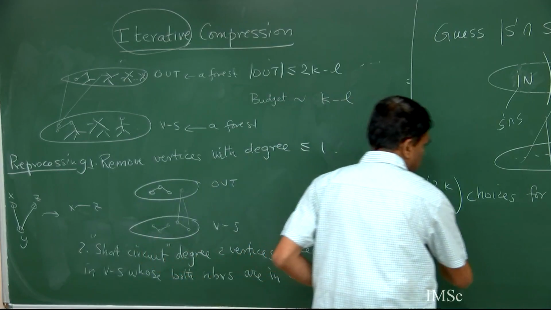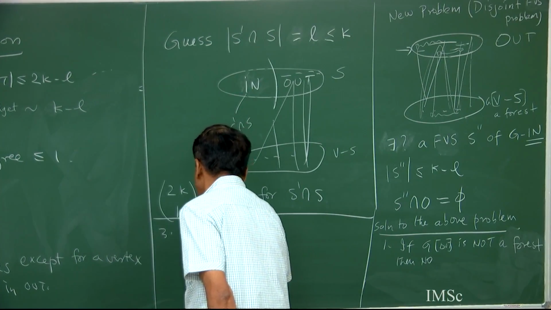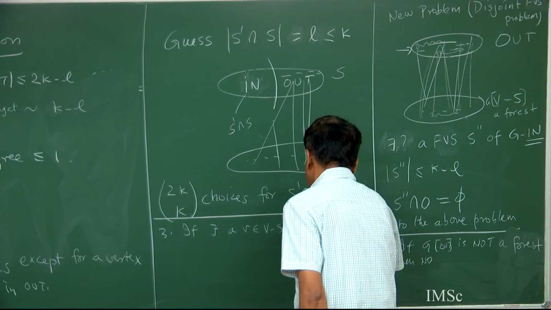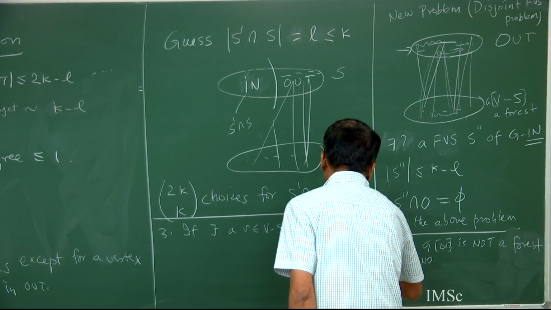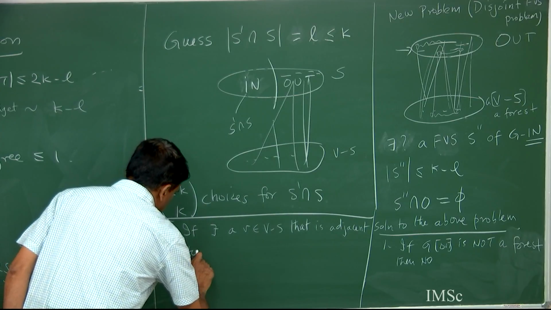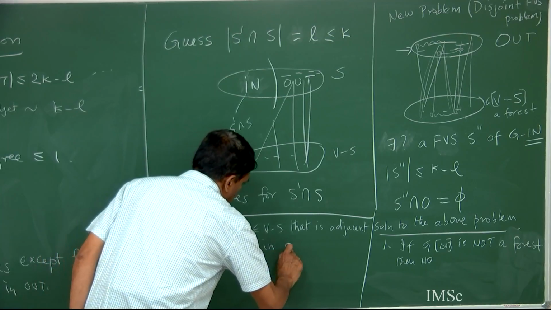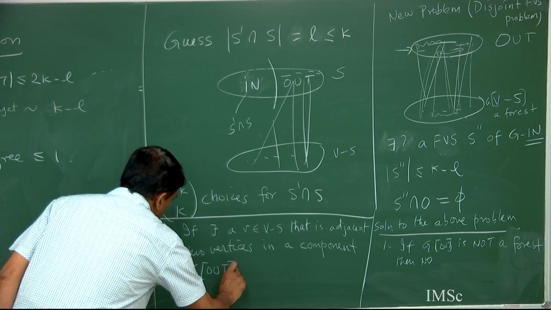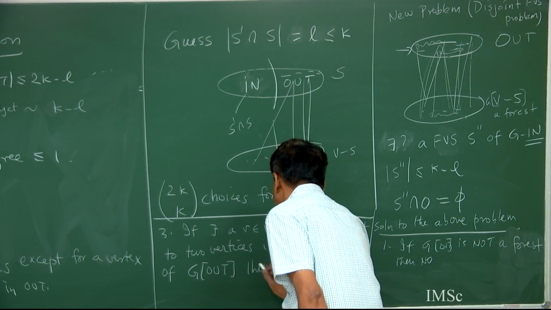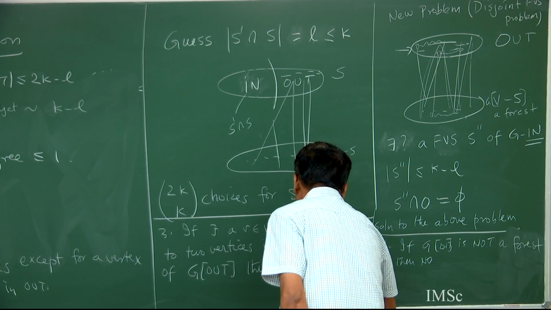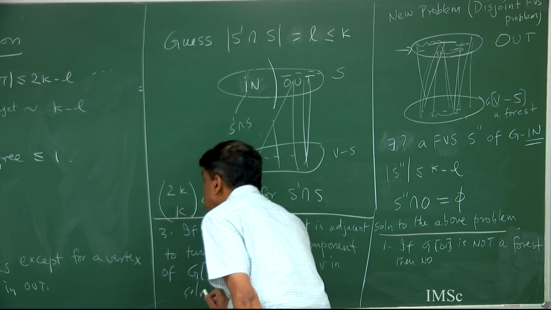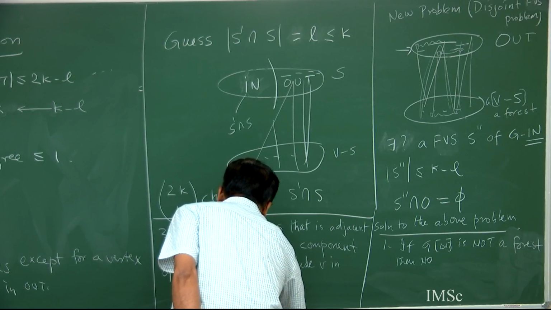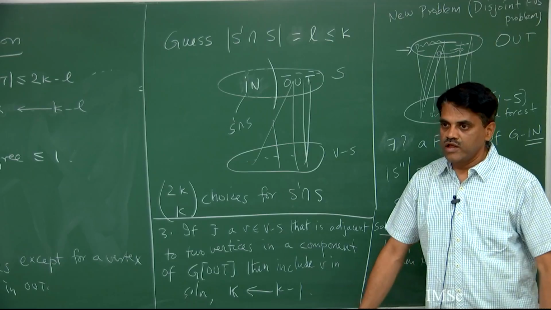So, reduction rule 3 I would add: if there exists a V in V minus S that is adjacent to two vertices in a component of the induced subgraph on out, then include V in the solution. So, the new K is K minus 1. Now, you have picked one more into your solution, look for a feedback vertex set of size K minus 1.